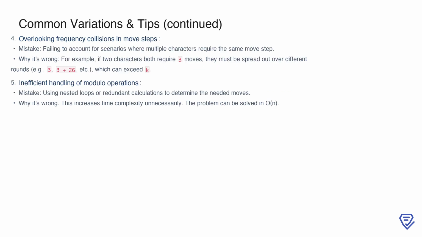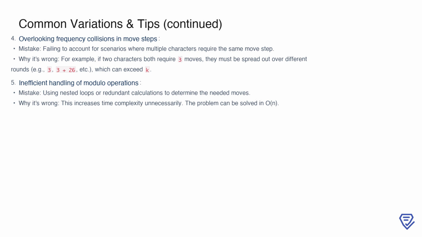Additionally, another mistake developers make is overlooking frequency collisions in the move steps. For instance, if two characters both require 3 moves to align, you cannot apply the same moves simultaneously. Instead, you need to spread them over different rounds, such as 3, 29, and so on. This can quickly exceed the allowed K if not handled properly.